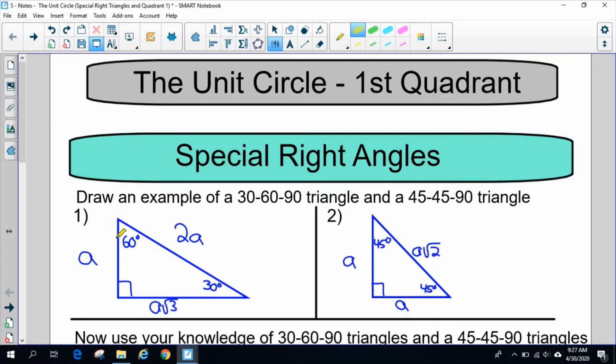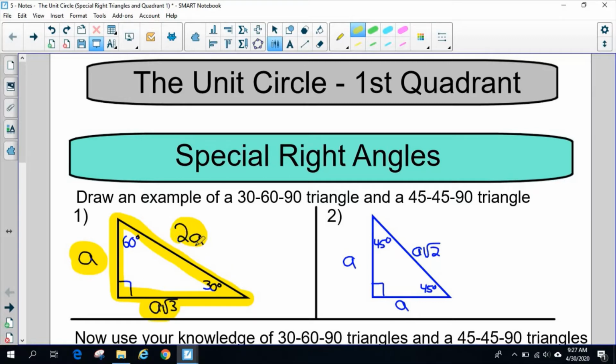One is a 30, 60, 90 triangle, and a 30, 60, 90 triangle has a pattern of three of the exact same ratios within it. Across from the 30, you have the set value. Some teachers call it x. I call it a because it's awkward to solve for x when this is already x. Across from the 60, you have a root 3, and across from the 90, you have 2a.